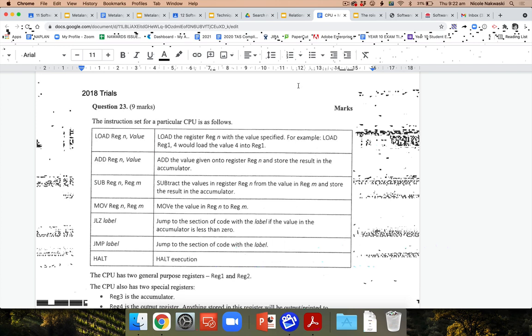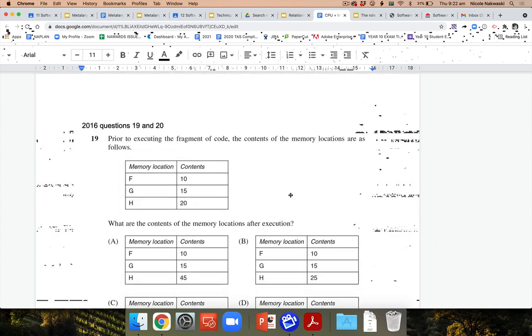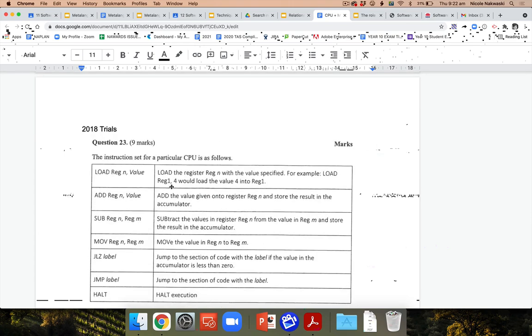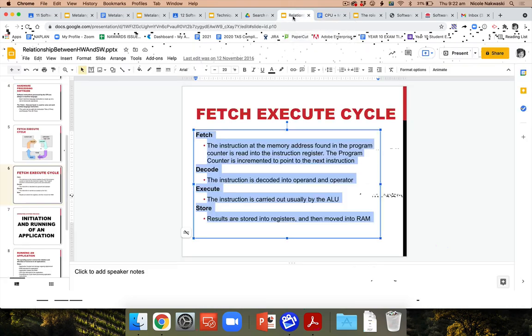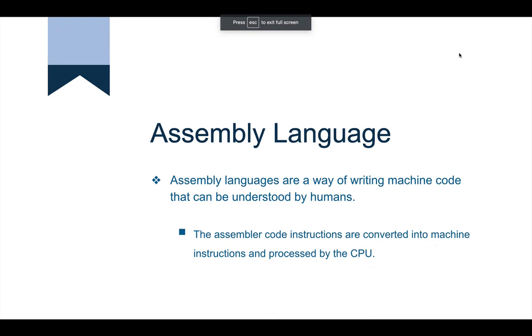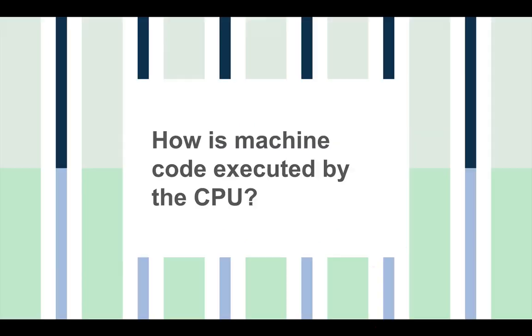That is assembly language. Unfortunately, there are no more examples here, but if you look through the other HSC papers or trials papers, you'll see lots of assembly language when you're looking at the CPU and what we're looking at today. What actually happens is the assembler code instructions are converted into machine code and processed by the CPU. You will see assembly in most of the scenarios that are asking you to decode machine code instructions, just so you're able to read it.